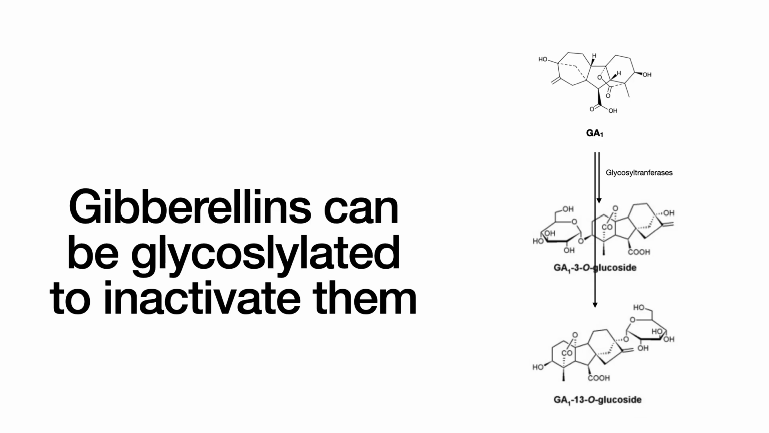In addition to GA2 oxidation, gibberellins can be inactivated by glycosylation. The glycosylated form can be deglycosylated as well, making active GA. So this is a reversible reaction. So there are many ways to control the concentration of bioactive GAs in the plant.